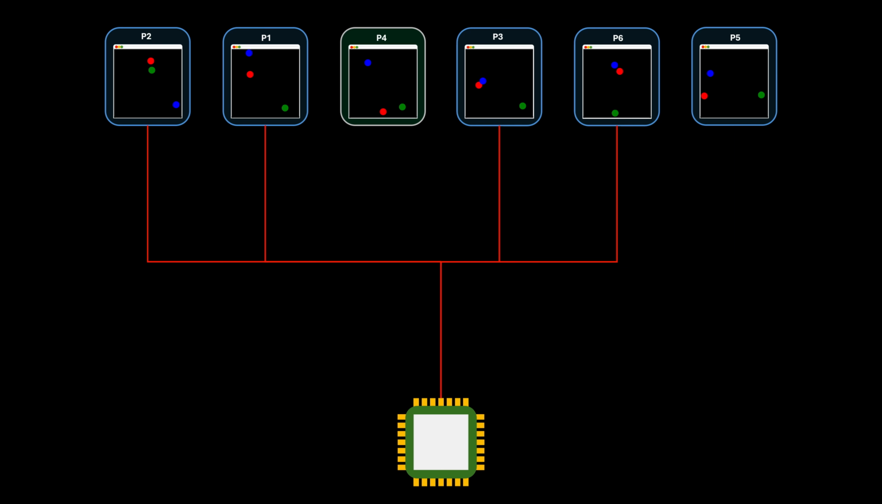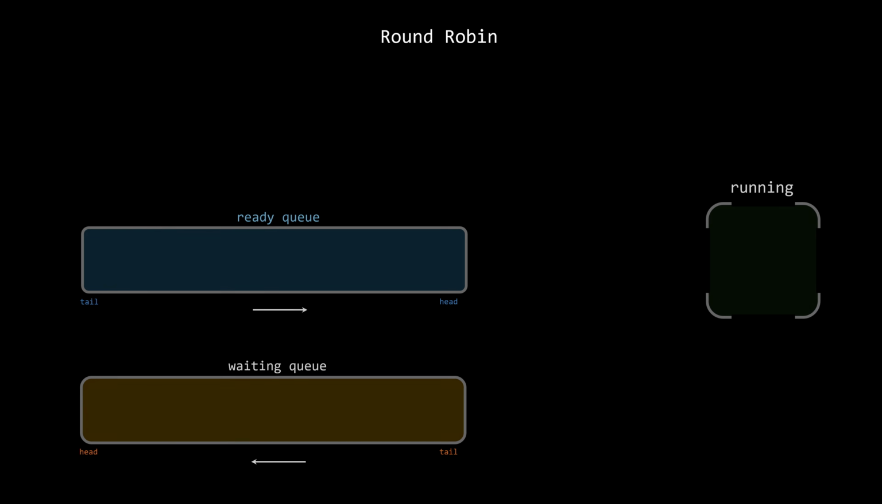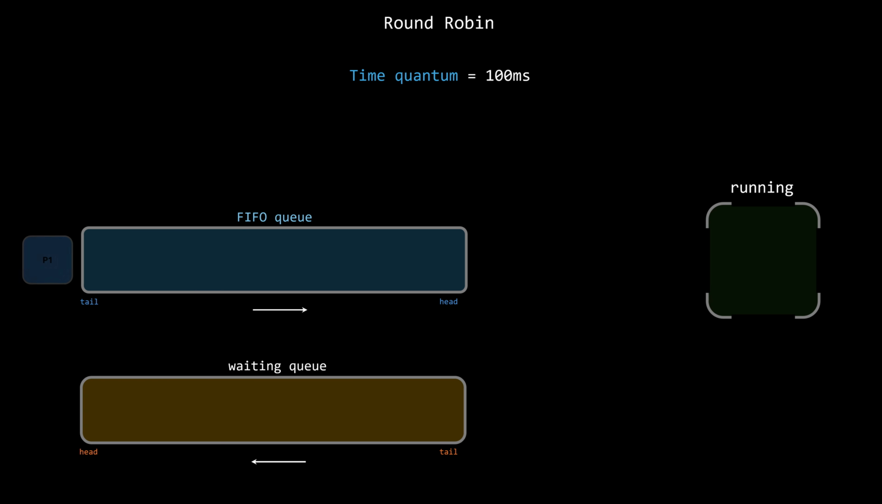A great example of preemptive scheduling is the round-robin algorithm. The round-robin scheduling algorithm is similar to first-come, first-served scheduling. A FIFO queue is used as a ready queue, but preemption is added to enable the system to switch between processes. A small unit of time, called a time quantum or time slice, is defined. Here in this animation, I'm using a time quantum of 100 milliseconds.